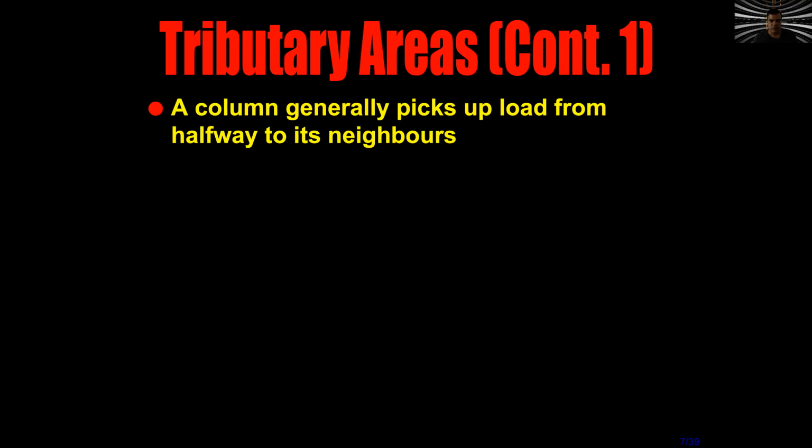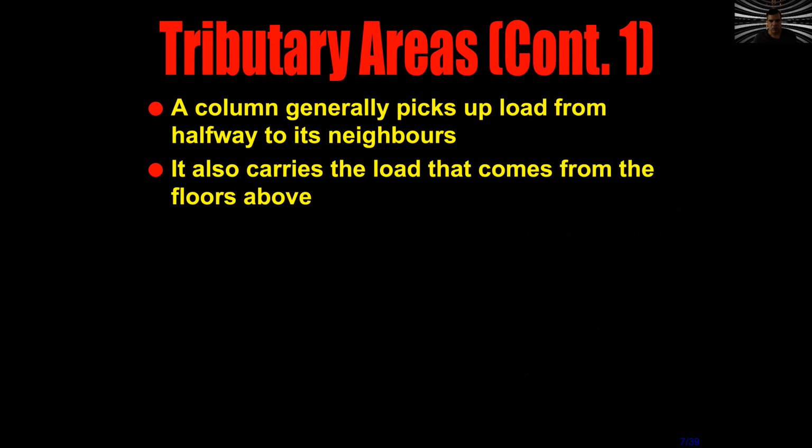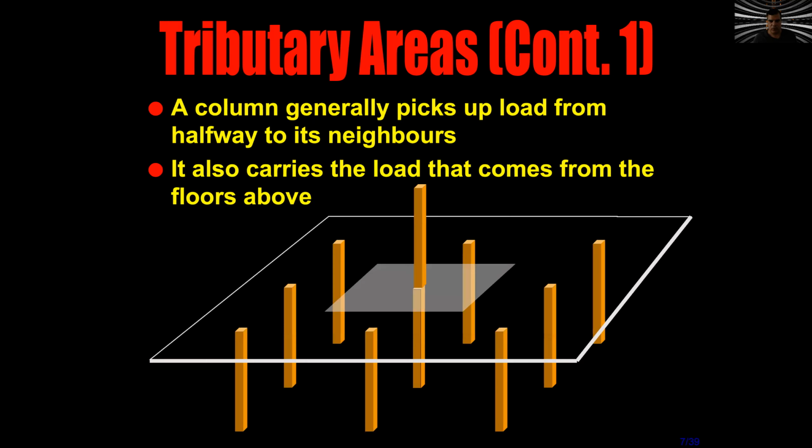Well, the same happens with columns. Columns generally pick up a load from halfway to the neighbors and also carry the loads that come from the floors above, obviously. When we have a type of building like this, the corner of the building will be supported by the beam that is in the corner. And the beam in the center will support the area that is around. Something very important to understand is that if you have a beam that is located just in the corner, it will support only half the area to the next beam.